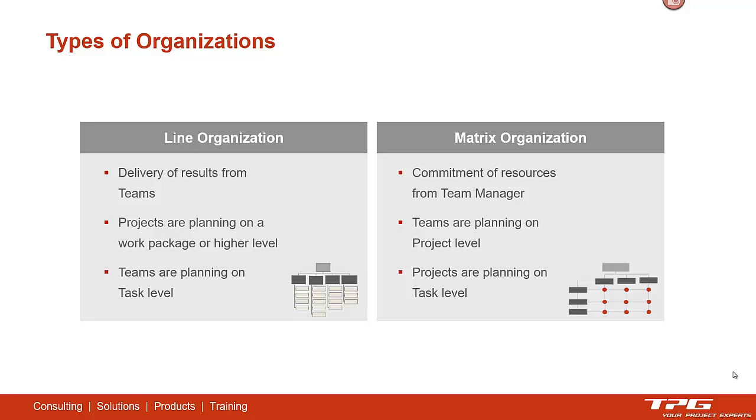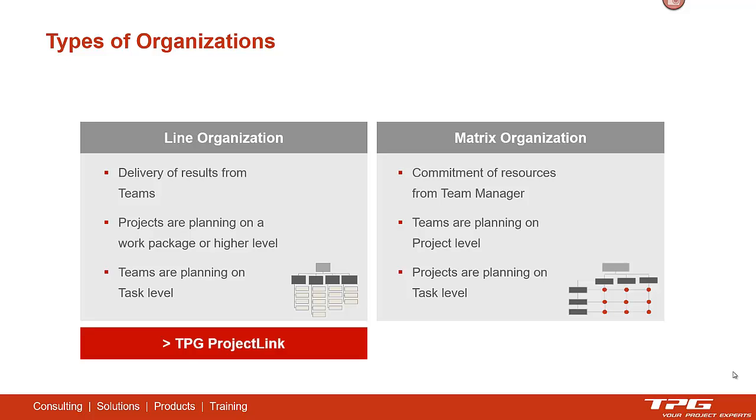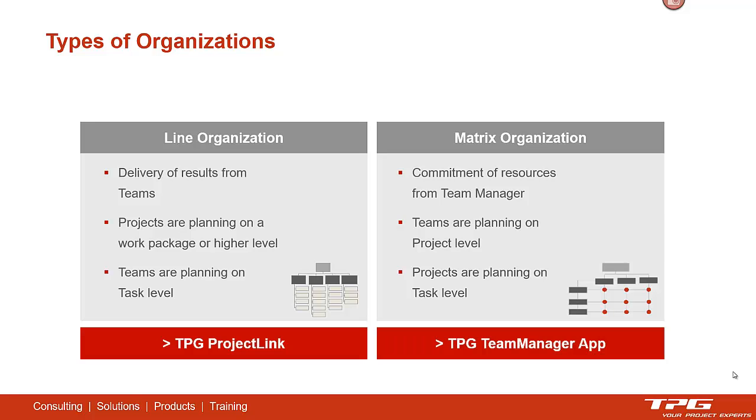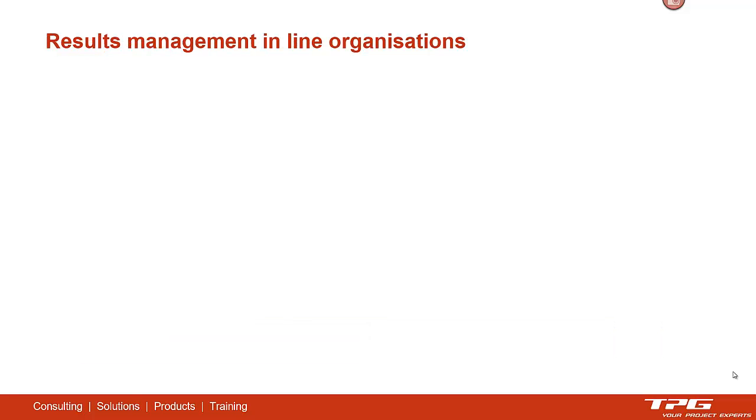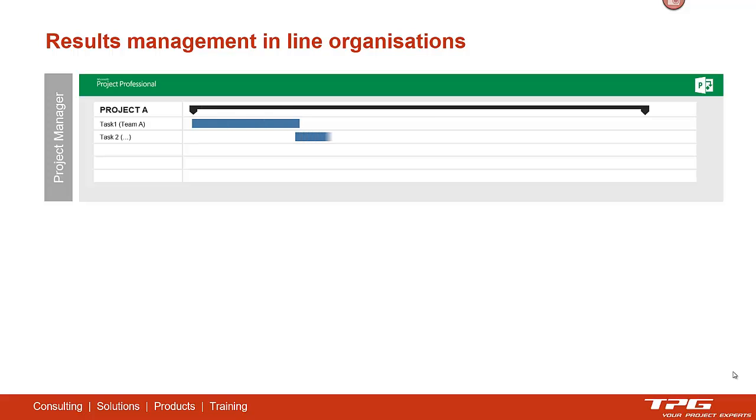So for these two different approaches, we have also two different tools. For the line organization, we have a tool called TBG Project Link, and for matrix organizations, we have a tool called TBG Team Manager app. Let's have a quick look at the line organization, because I want to go a little bit more deeply into the matrix organization. In a line organization, we have projects planned on high level, maybe with a generic resource as a placeholder for a team planned.